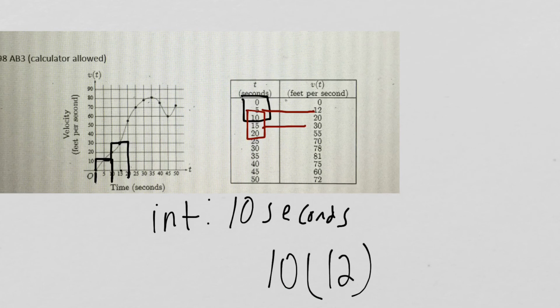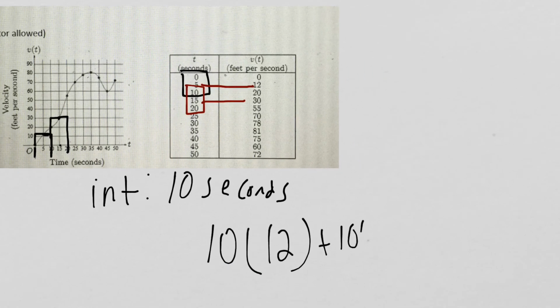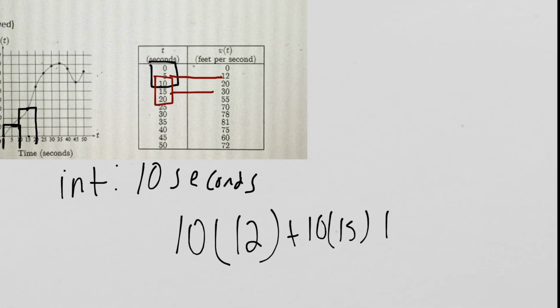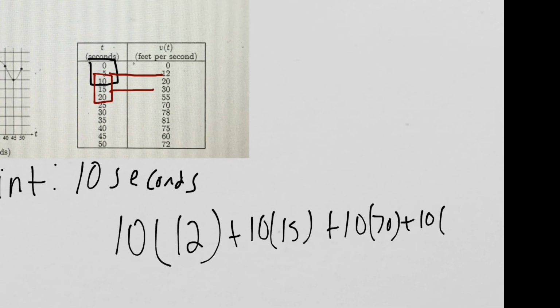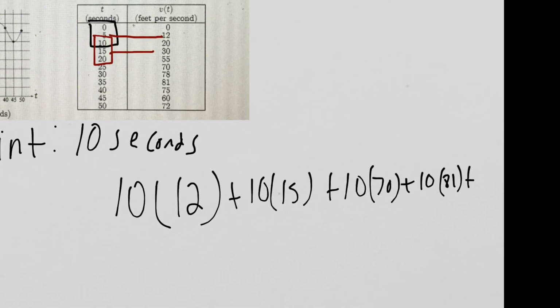So we're going to do plus 10 times 30, okay, plus 10. Now we're going to use the y value with 25, which is 70, plus 10 times the y value with 35, which is 81, plus 10 times the y value with 45, which is 60. Keep running out of space here. Okay, so now we just need to add these up.